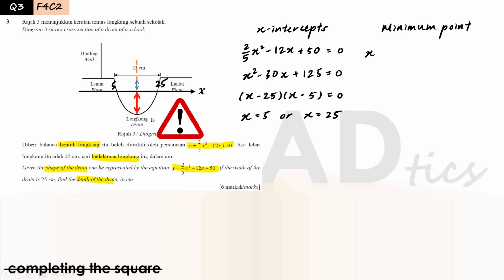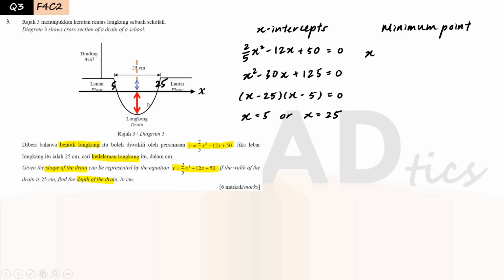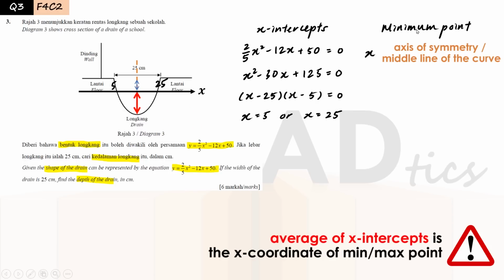So this is another reason why we don't use the completing the square method, because we can only find the minimum point, but we are unable to find the x-intercepts. So if we use that way, we are unable to know that we need to split them into two parts. Okay, so now coming back to find the x-coordinate of the minimum point.